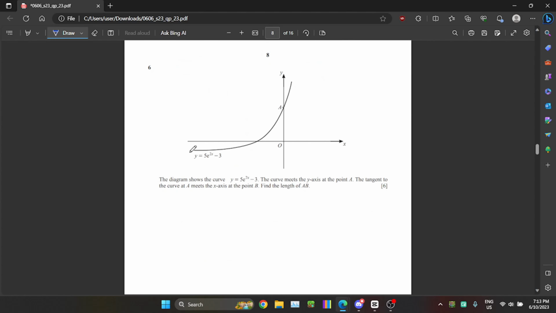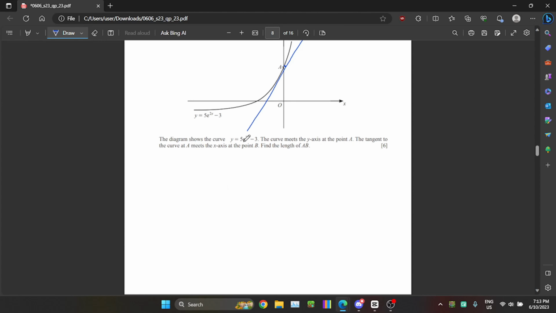The diagram shows the curve, and the curve meets the y-axis at this point. The tangent to the curve at A is what we kind of got to find right now, since they don't tell you. A tangent is a line that touches this point. Did you know tangent came from the word tangible, which means can't be touched, which is kind of stupid because you can touch anything on the line. Anyway, the diagram shows this, okay.